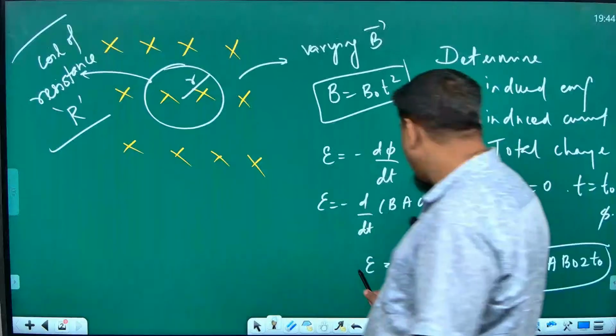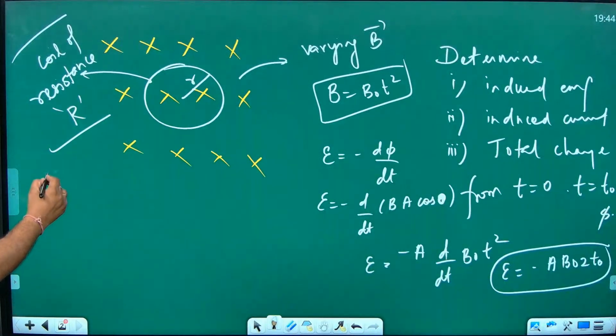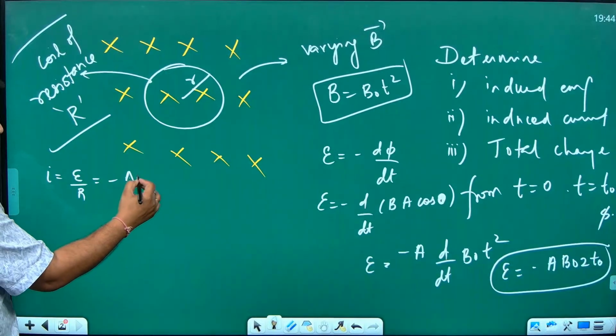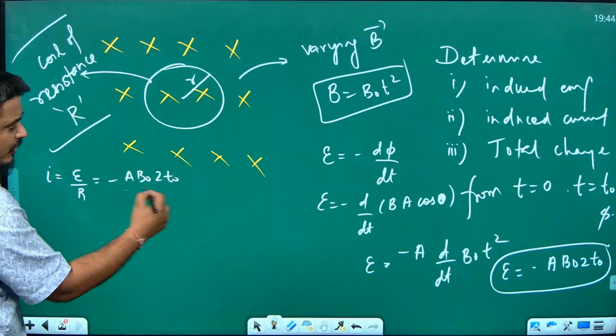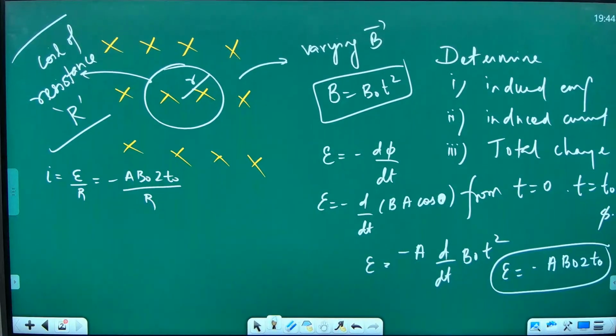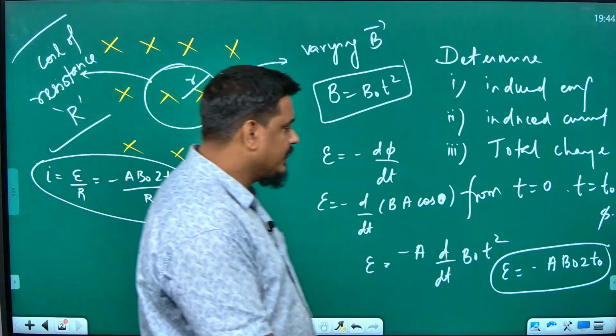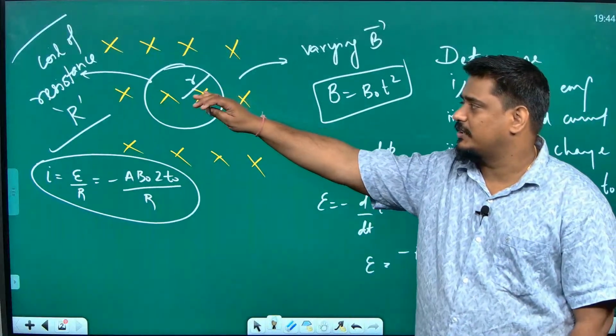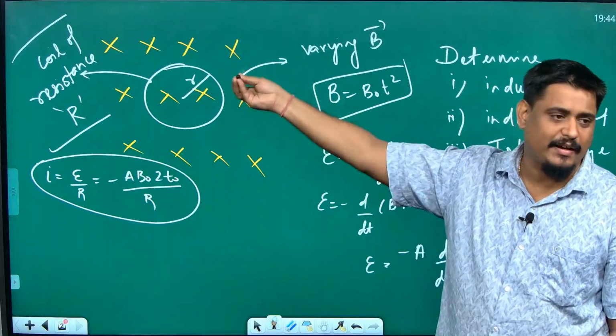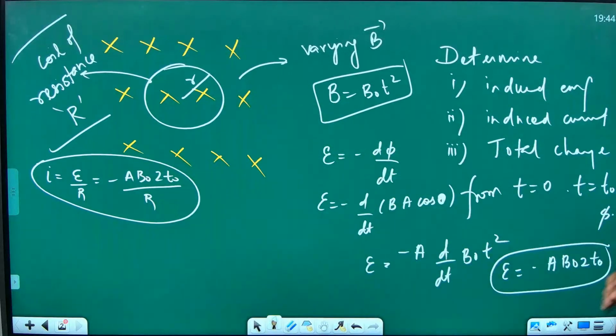Then after finding EMF, we have to find current. Current is very simple because current will become equal to EMF by resistance, Ohm's law. So what is EMF given? Minus A into B naught into 2 t naught by R is the answer. Current indicates that it is produced in the opposite direction. One more way of understanding: the area vector is in this direction and the magnetic field is into the plane, cos 180 is minus 1, so it will become plus. It's just the direction game here, not very important.